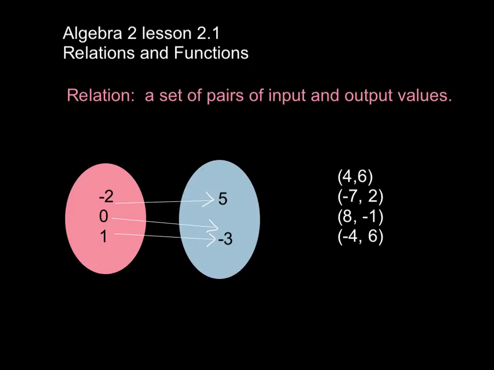Algebra 2, Lesson 2.1, Relations and Functions. A relation is a set of pairs of input and output values. So here I have two examples of relations. The first one is called a circle mapping.